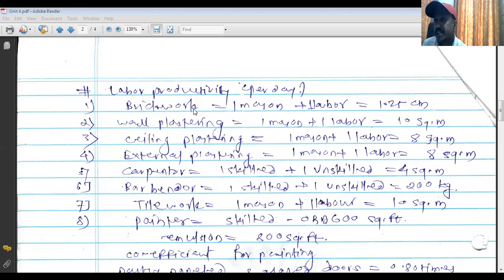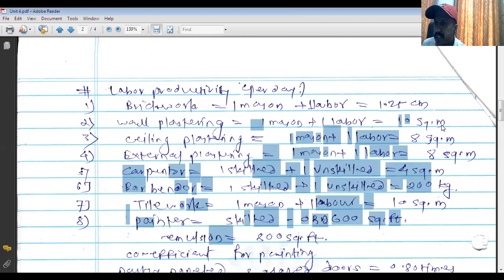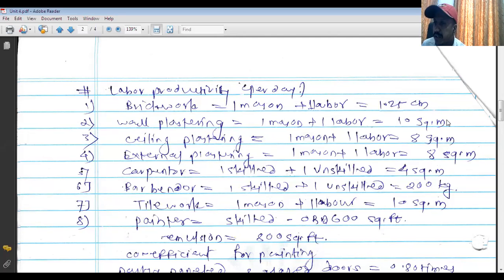So labor productivity, the next part that we are interested to discuss. Brickwork, one mason and one labor, around 1.25 cubic meter of work we are expecting per day. Then wall plastering, we require one labor and one mason per day, and the area covered by them is around 10 square meters.